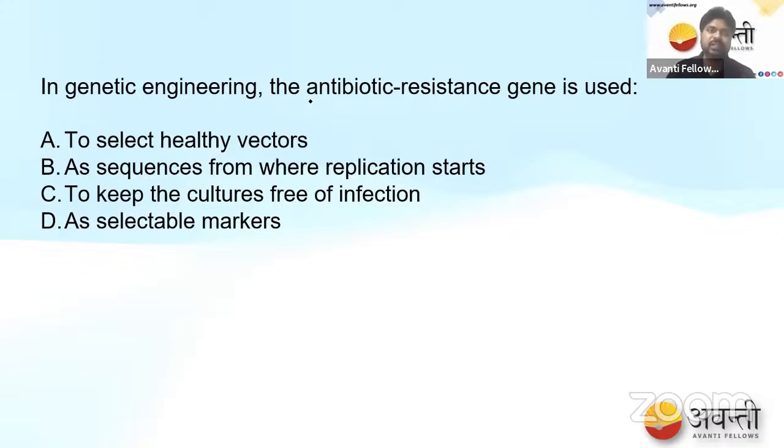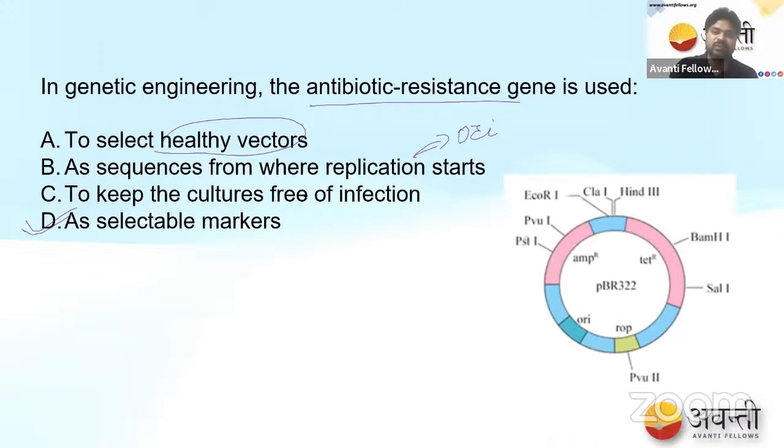So in genetic engineering, the antibiotic resistant gene is used as a selectable marker. With the help of the antibiotic resistant gene, we can identify a transformed cell and a non-transformed cell. ठीक है. So the other options are wrong, like it is not useful to create or select a healthy vector. It is not important as a sequence for replication start, that is the right sequence. Next, to keep the culture free of infection, this is also not a correct option. Option D is the correct one, that is, as a selectable marker.